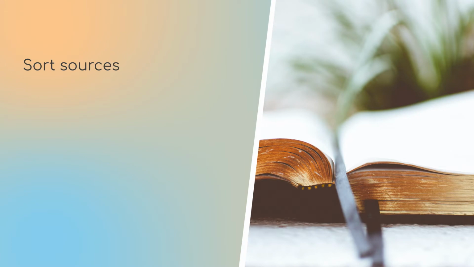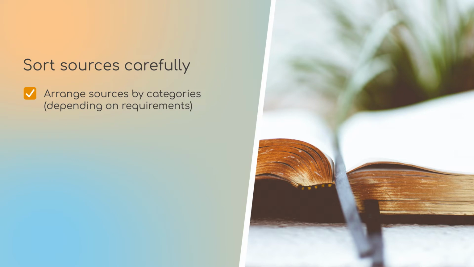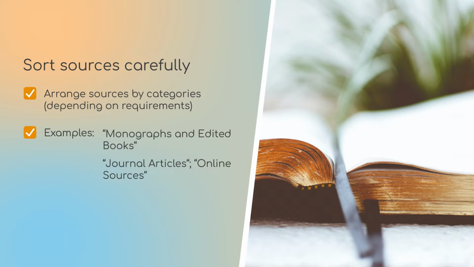Now that you know the purpose and use of a reference list, let's turn to the structure of a reference list. Depending on the requirements, it may be necessary to sort your used sources by categories. This has the advantage that the reader can quickly get an overview of the different types of sources. Examples of such categories are monographs and edited books, journal articles, and online sources. Likewise, a further categorization according to primary literature and secondary literature is possible. If there is no specific requirement, you can list all sources without categories.